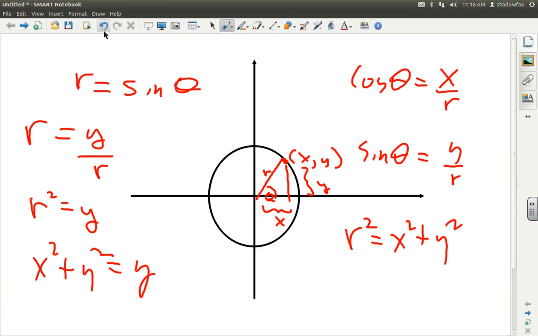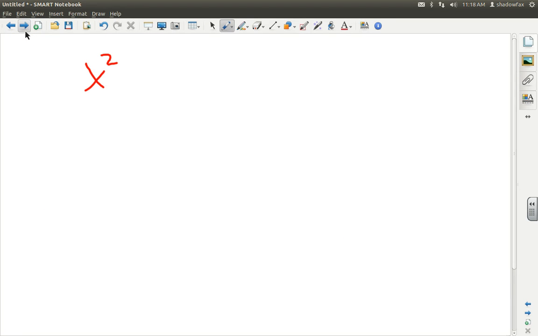Do you know how to graph that? x squared plus y squared equals y? You can graph anything, huh? How do you graph that? How do you graph x squared plus y squared equals y? Nobody knows? I'll give you a hint. Didn't we graph it? We graphed this and we got a what?